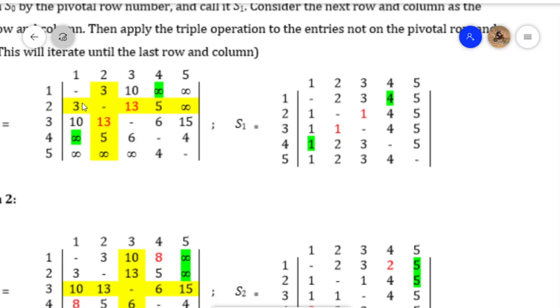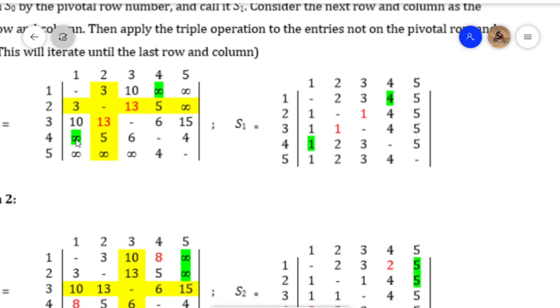3 plus 13 is 16, greater than 10, so we do not replace 10. Next entry is 6. Compare that with 13 and 5. 13 plus 5 is 18. 18 is greater than 6, so we do not replace 6. Next entry, 15. Compare 15 with 13 plus infinity, which is infinity, greater than any number. So it's greater than 15, so we do not replace 15.